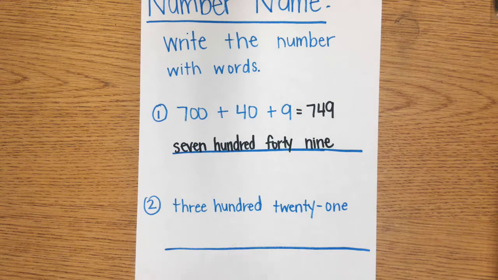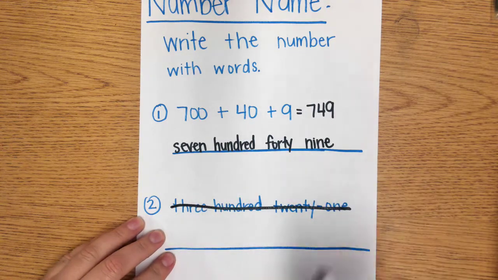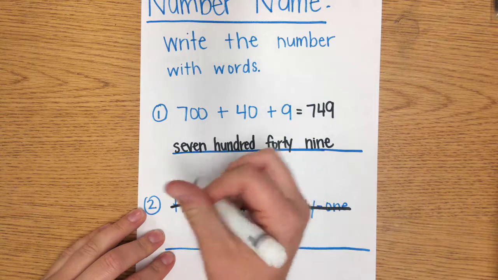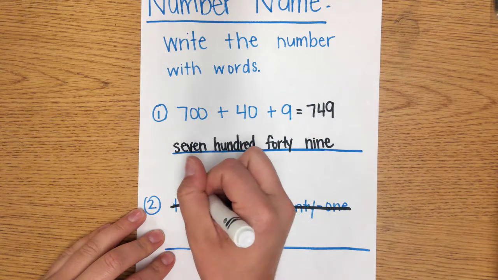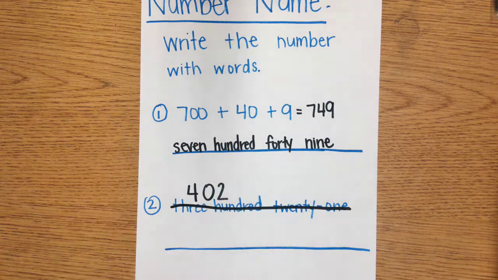Another example. Miss Wilmoth made a mistake. She went ahead and wrote the number name. Well, let's do a different example then. So Miss Wilmoth made a boo-boo. So let's say I have 402. So you're given the base 10 numerals and you have to write that in number name.